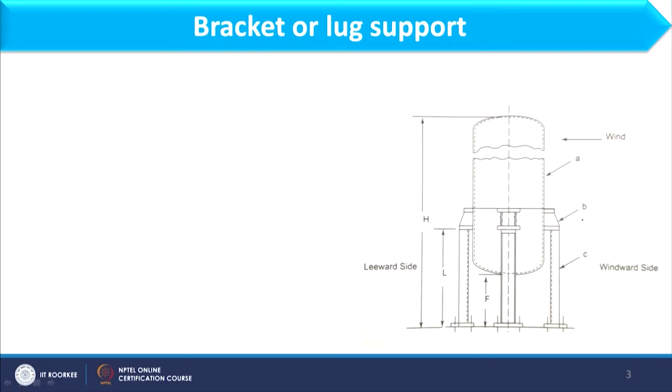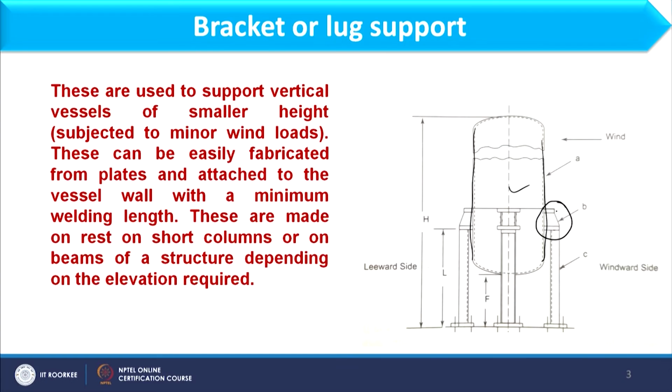So, here we have bracket and lug support. If you consider, this is basically the vessel, which is denoted as A over here, and this particular assembly which is denoted as B is called bracket or lug, and this C part is basically called column on which this bracket sits. So, bracket and lug supports are used to support vertical vessel of smaller height. Smaller height means which is subjected to minor wind loads. These can be easily fabricated from plates and attached to the vessel wall with a minimum welding length.